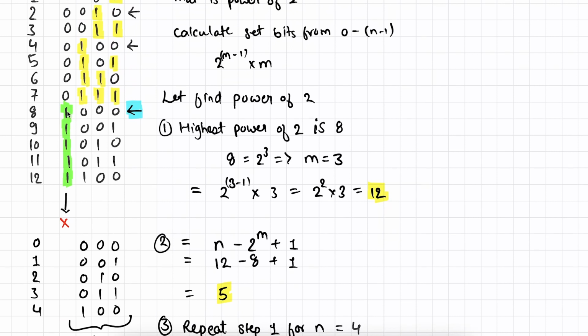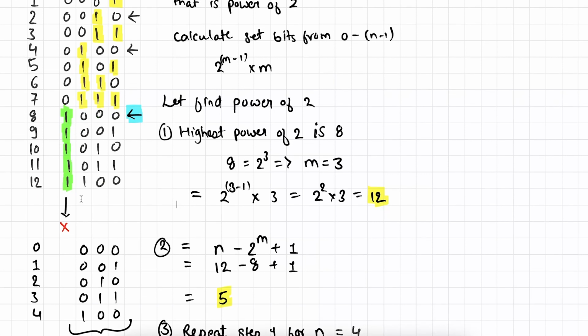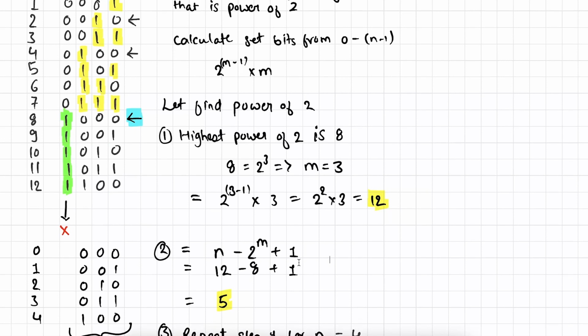So first of all, let's consider the numbers from 8 to 12 and count the number of set bits in the last position, from 8 to 12. So how can we count this? It's simple. What we do is n minus 2 to the power m plus 1. N is what? N is 12. 2 to the power m is what? 2 to the power 3 is equal to 8, plus 1. So we get 12 minus 8, that is equal to 4, plus 1, 5. So this is how we count all the set bits from 8 to 12.